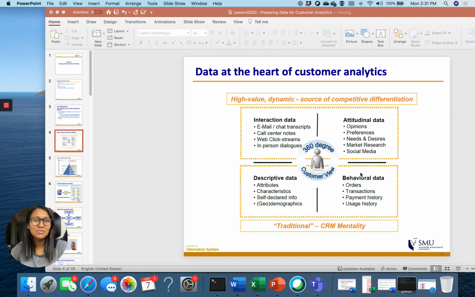Then there is behavioral data. Behavioral data is basically the richest form of customer data, and it becomes available from the transactions that the customer does or the orders that the customer places. Even the payment history or the product usage history is categorized under behavioral data. As you can imagine, behavioral data is one of the most important and rich sources of getting to know the customer better. So this is a list of the main ways in which companies can create a 360-degree view of the customer.